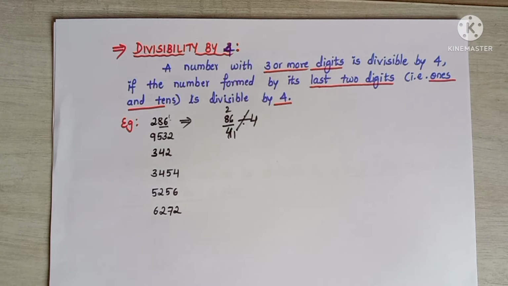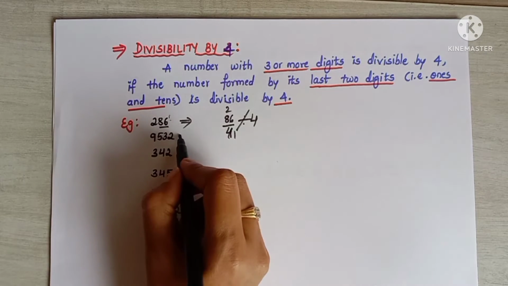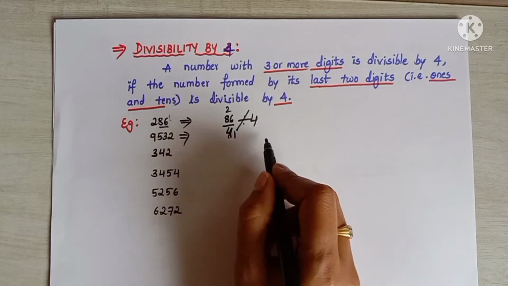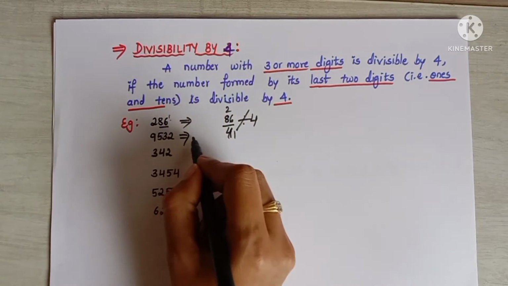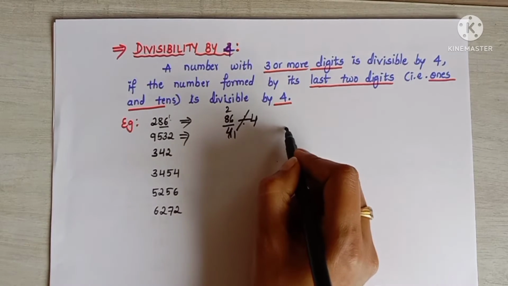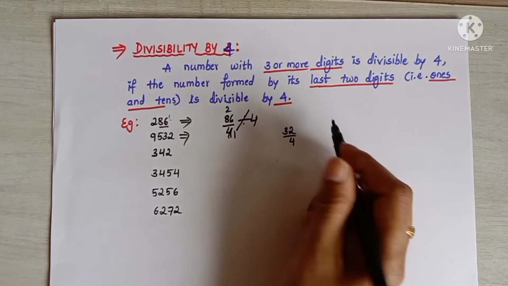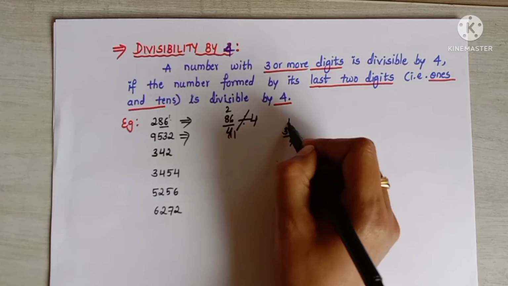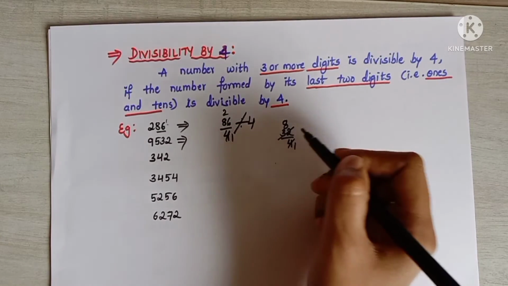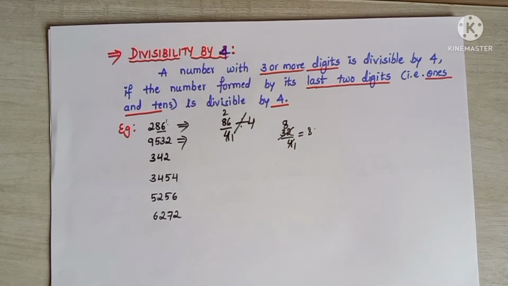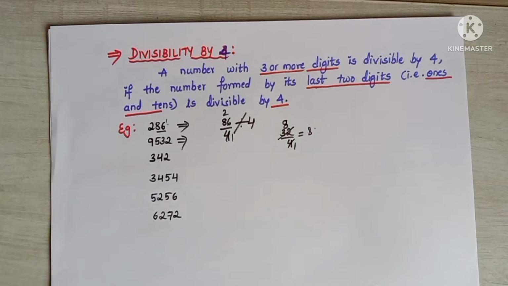Let us take another example, a 4-digit number, that is 9532. So what we have to do? We have to take the last 2 digits, that is ones place and tens place. That is, in this, it will be what? 32. Whether it is divisible by 4? Yes, it is divisible by 4. 4 ones are 4, 4 eights are 32. So therefore, 9532 is divisible by 4.